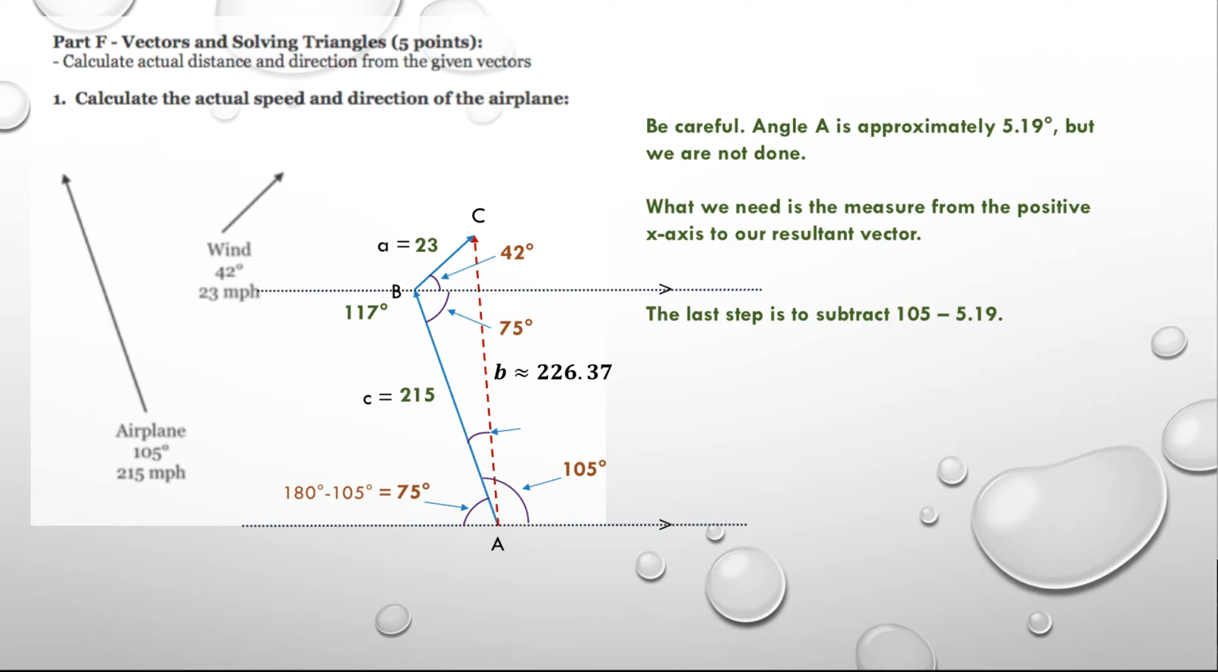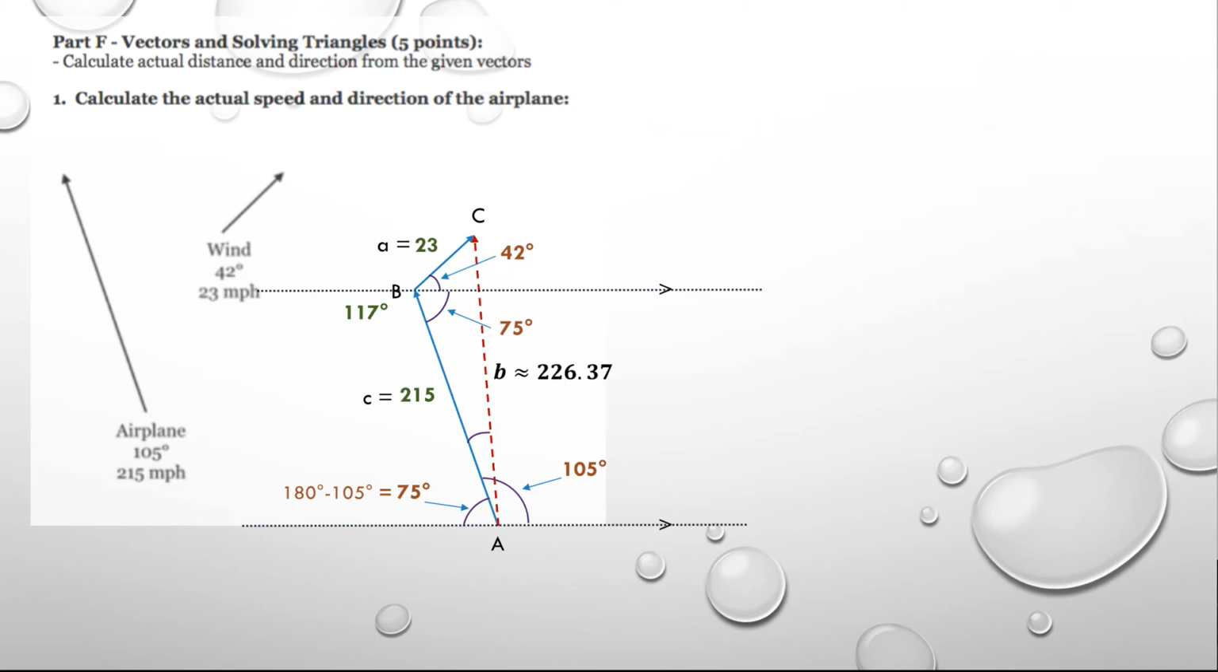Be careful though. Angle A is approximately 5.19 degrees, but we are not done yet. What we are looking for is the measure from the positive x-axis to our resultant vector. The last step is that we need to subtract 105 minus 5.19. And when we do that, we see that our final answer is an actual speed of 226.37 and an actual direction of 99.81 degrees.